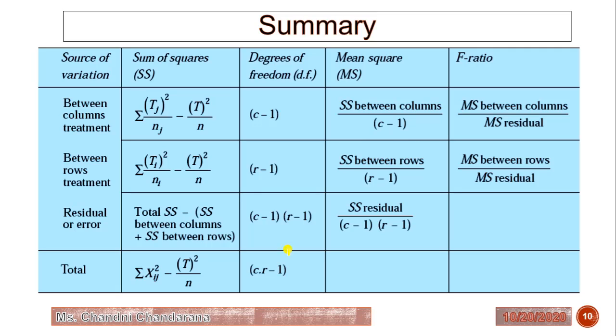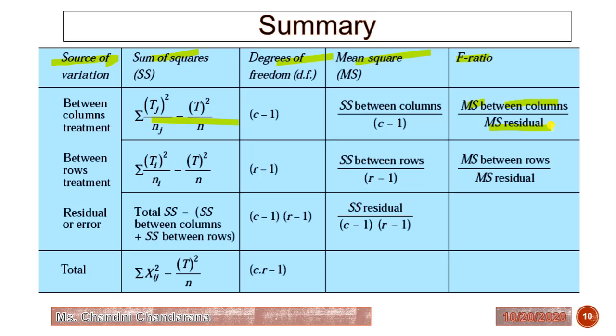Now this is the summary. Here there is the source of variation, sum of squares, degree of freedom, mean square and F ratio. Finally we have to find out the F ratio, and it is given over here. For between columns treatment, the equation we can apply is this. The degree of freedom will be C minus 1. Then the mean square is SS between columns divided by C minus 1. And whatever MS we get, the mean square between columns is divided by the mean square residual.